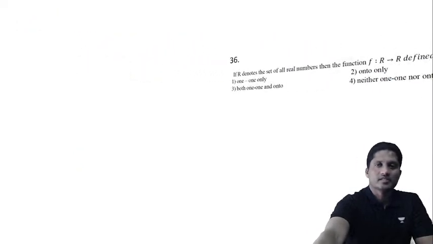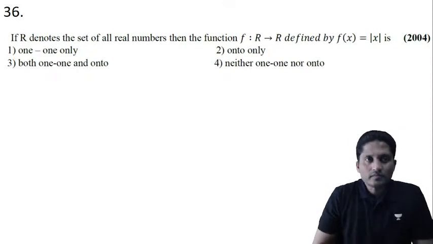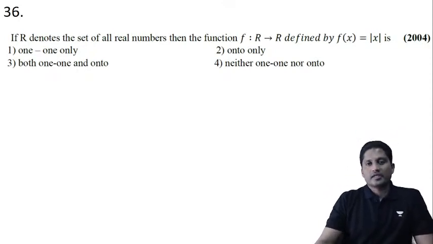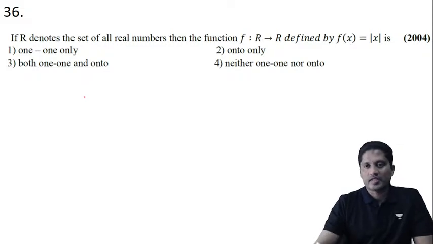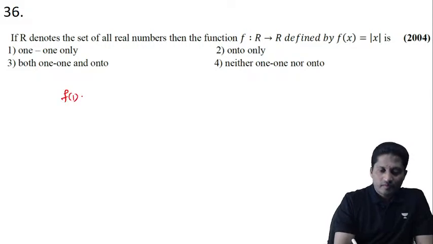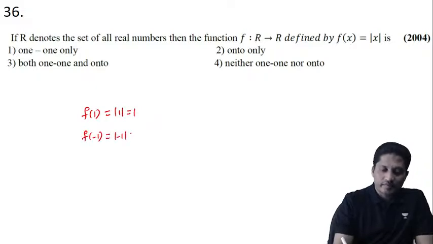Alright, question number 36. R denotes the set of all real numbers, then the function from R to R defined by f(x) is equal to mod x is one-to-one, onto, or what it may be. See, if you take a mod function, it is neither one-to-one nor onto. f(1) is equal to modulus of 1, which is equal to 1. f(minus 1) is equal to mod of minus 1, which is equal to plus 1. 1 cannot be equal to minus 1, but f(1) is equal to f(minus 1).